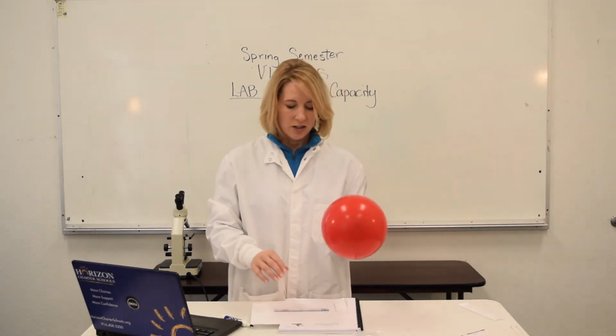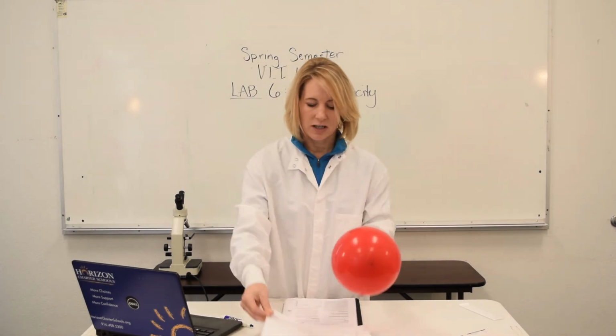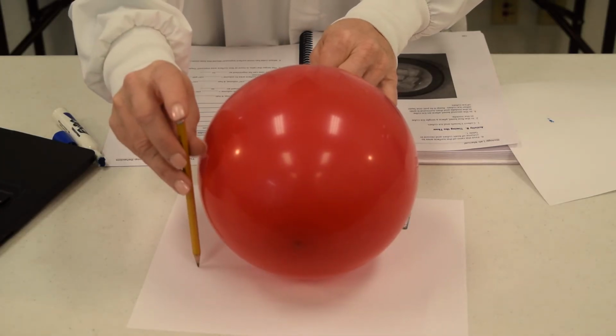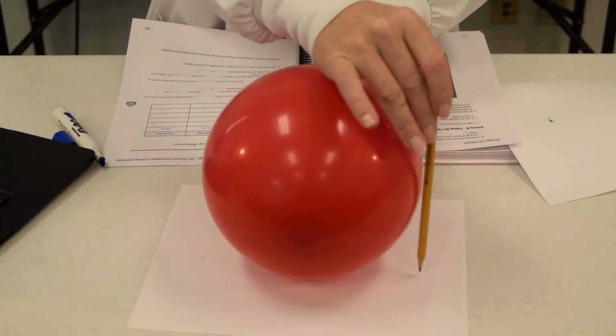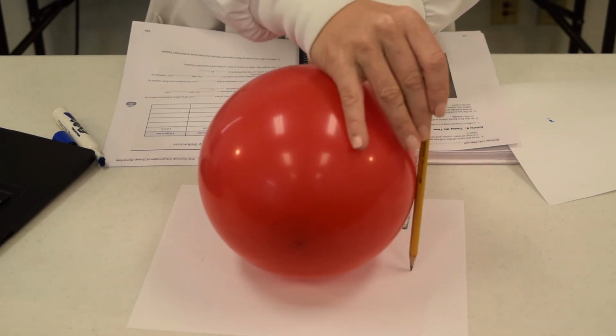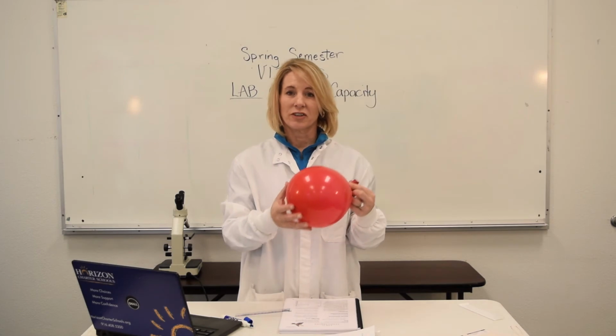Okay, so you're going to use your ruler to measure it on a flat surface, going from as vertically as you can get across here, and then measure the distance there. All right, and you're going to repeat that several times. So that's your first one for your vital capacity.